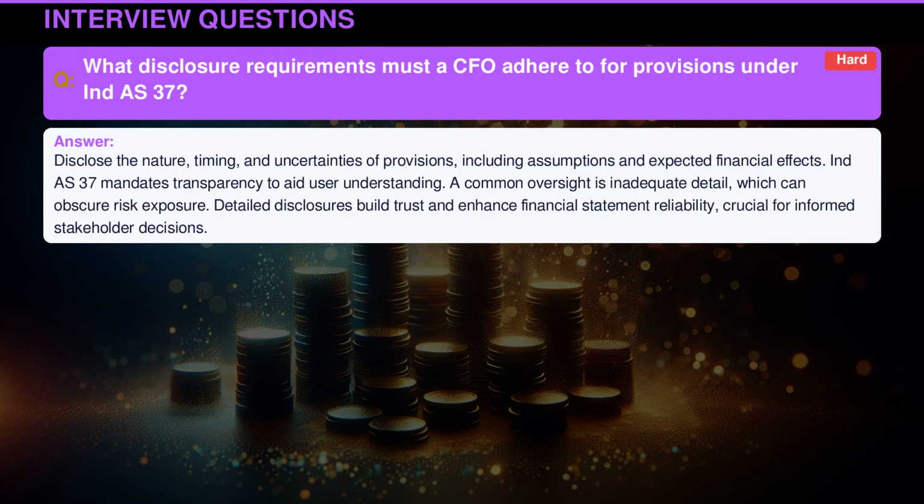Disclose the nature, timing, and uncertainties of provisions, including assumptions and expected financial effects. Indian Accounting Standard 37 mandates transparency to aid user understanding. A common oversight is inadequate detail, which can obscure risk exposure. Detailed disclosures build trust and enhance financial statement reliability, crucial for informed stakeholder decisions.